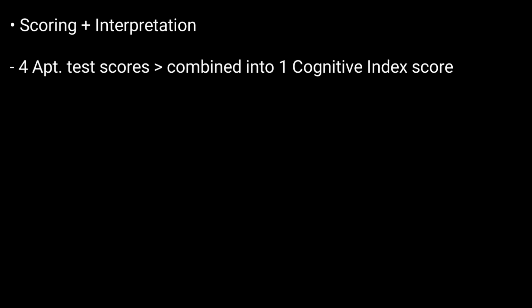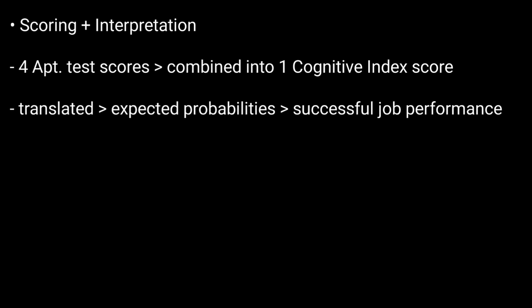So the 4 aptitude test scores are combined into one cognitive index score. This index score is then translated into expected probabilities of successful job performance to make employee selection decisions.